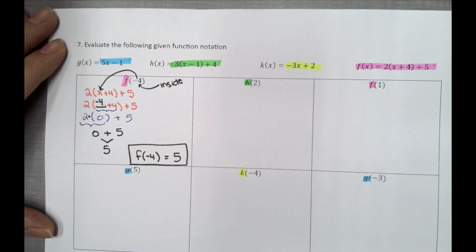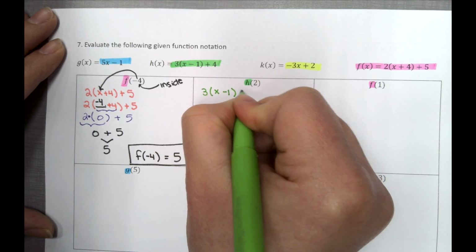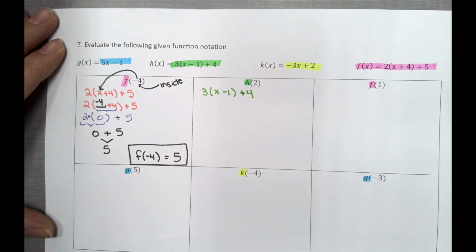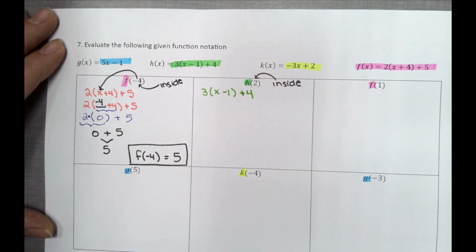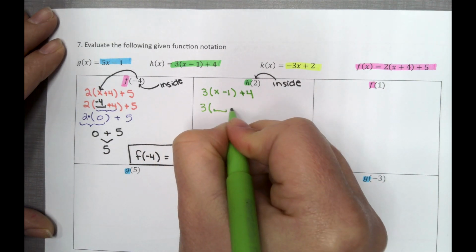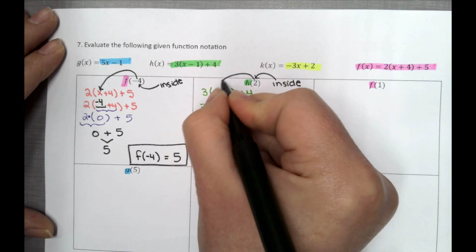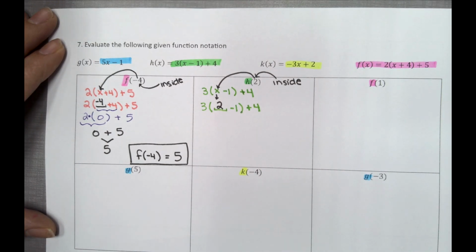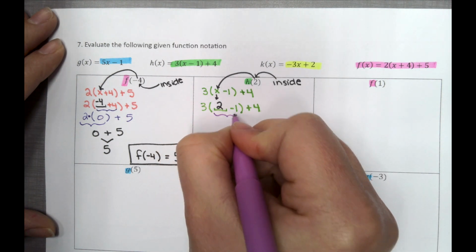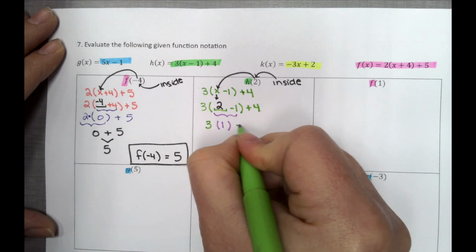Let's do that again. Now we have a different function. That function is h. So 3 open x minus 1 close it plus 4 is our function. Inside of our function, we have the number 2. So when we open up 3 open x minus 1 close it plus 4, I'm going to take that number 2 and put it inside of x. Order of operations here, we go inside of the parentheses first. So 2 minus 1 is 1. We still have our 3 and we still have our plus 4.